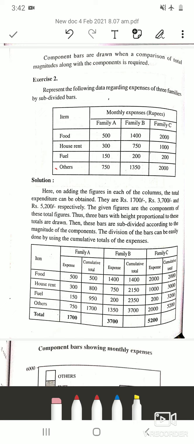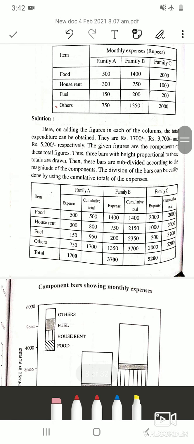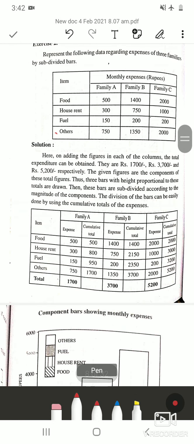So what will be the first step? You have to find the total, then you have to find cumulative total. Once we find the cumulative total, then we can plot the graph. So here explanation is given. Here on adding the figures in each of the columns, the total expenditure can be obtained. So they are 1700, 3700 and 5200 respectively.